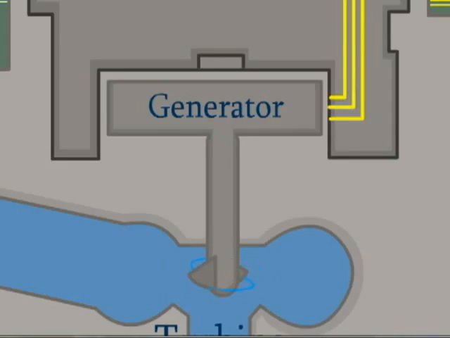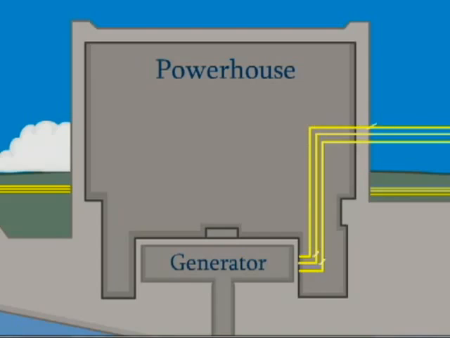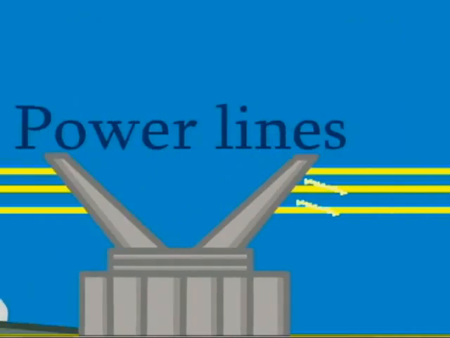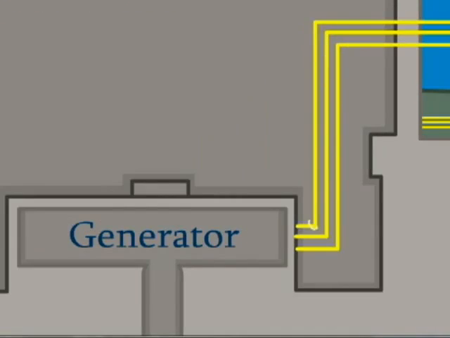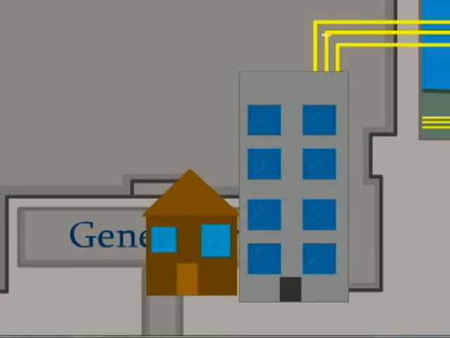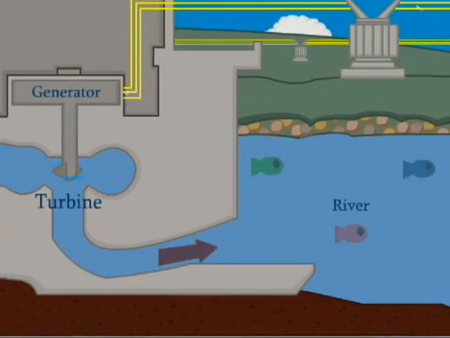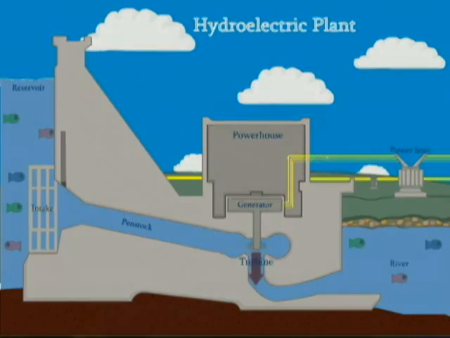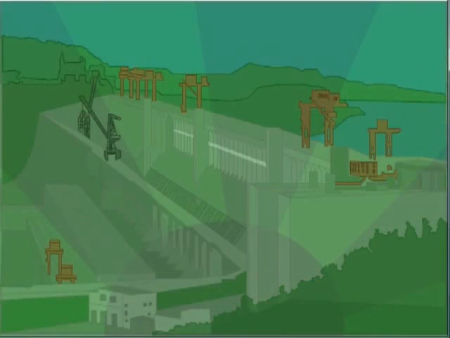Now the generator is located in a powerhouse which houses a bunch of other generators. Power lines are connected directly to the generator to give direct feeds to homes and businesses. After the water leaves the turbine, it'll flow back into the river. This will be known as a renewable source. Hydroelectric plants are safe for the environment.